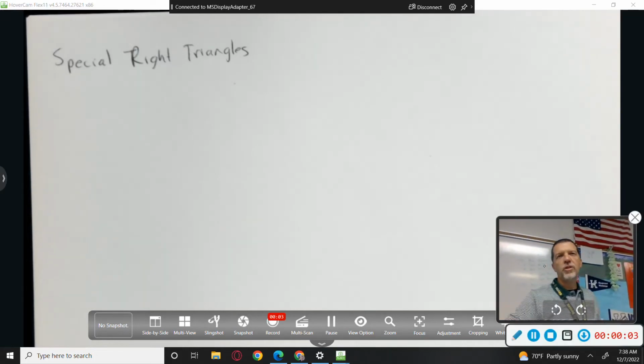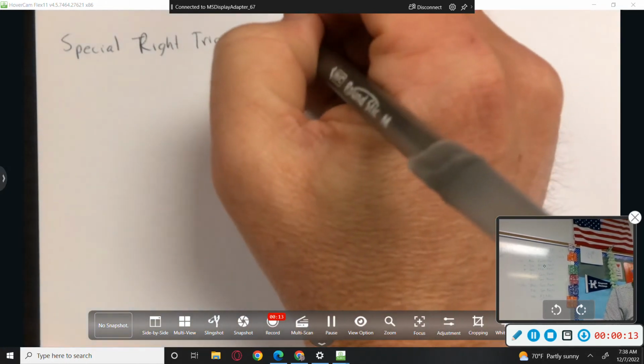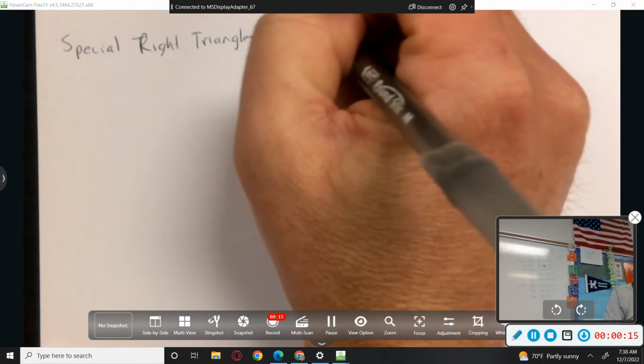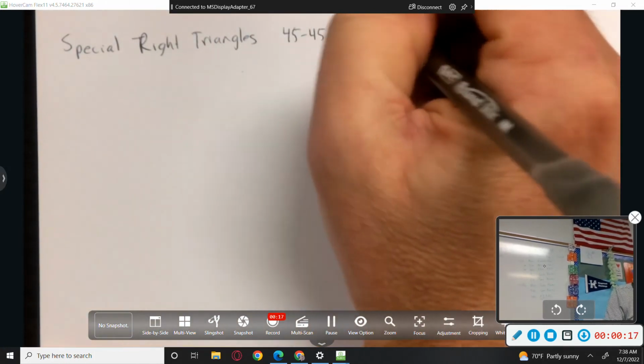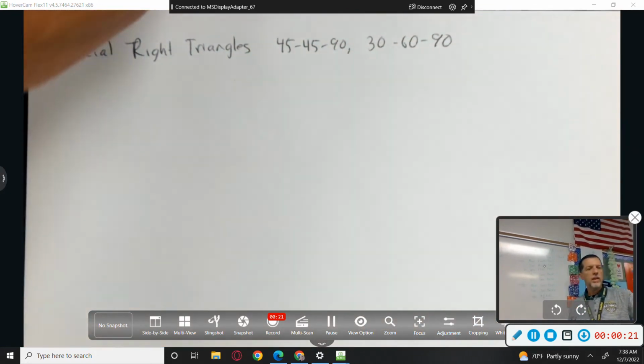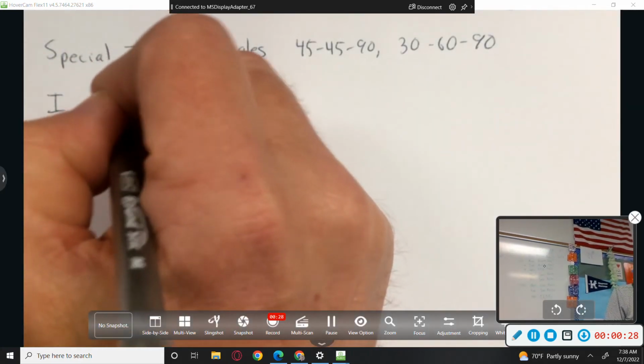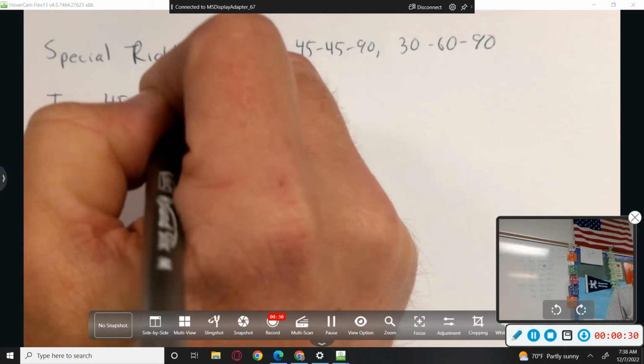Special right triangles. Do you remember what I'm talking about when I say special right triangles? 30, 60, 90, that's one of them. And 45, 45, 90. You got a preference on which one we do first? Okay, doesn't matter to me. Let's go 45, 45, 90 first.